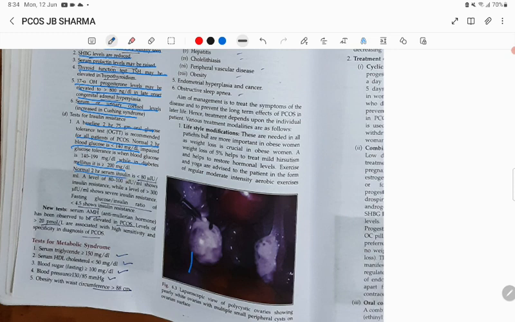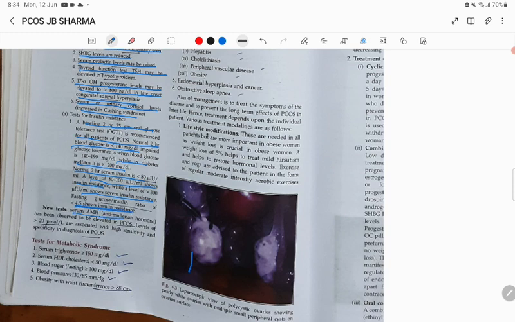Normal 2 hour serum insulin is less than 80 micro international unit per ml. If the level is 80 to 100, this shows insulin resistance, while a level of more than 300 micro international unit per ml shows severe insulin resistance. The fasting glucose by insulin ratio less than 4.5 indicates insulin resistance.